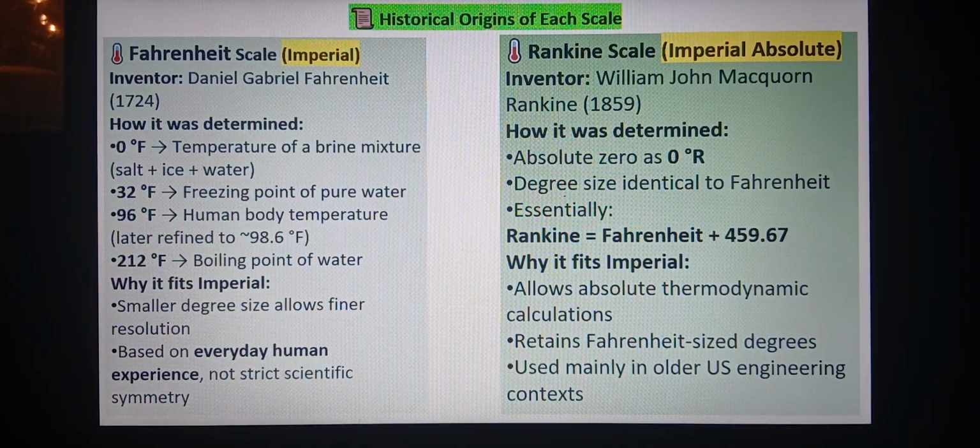The Rankine scale, imperial absolute. The inventor was William John Macquorn Rankine, 1859. How it was determined: absolute zero as 0 degrees R. Degree size identical to Fahrenheit, essentially Rankine equals Fahrenheit plus 459.67. Why does it fit imperial? It allows absolute thermodynamic calculations. It retains the Fahrenheit size degrees, used mainly in older US engineering contexts.